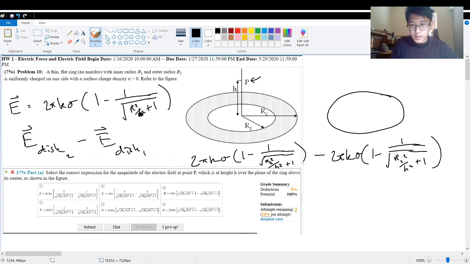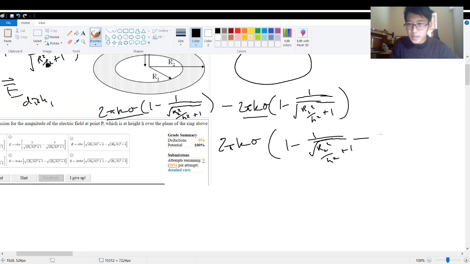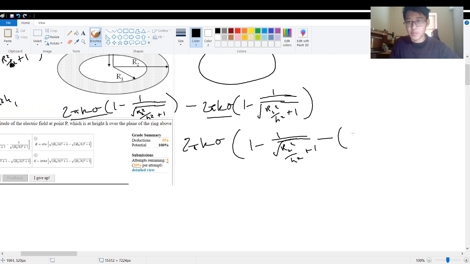Notice that if I factor this out, these cancel. Actually, instead of doing that, I'll do something easier. I can see that there's 2 pi k rho in both of these terms, so I'm just going to factor that out. This is 1 minus 1 over the square root of r2 squared over h squared plus 1, minus this entire term in parentheses, 1 minus 1 over the square root of r1 squared over h squared plus 1.